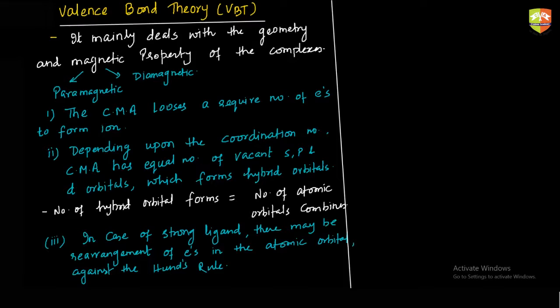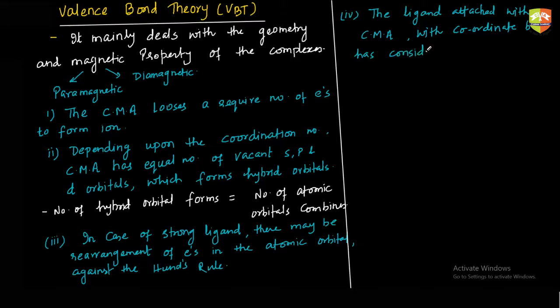The fourth one is: the ligand attached with the central metal atom with a coordinate bond has a considerable amount of polarity. This is the fourth point.